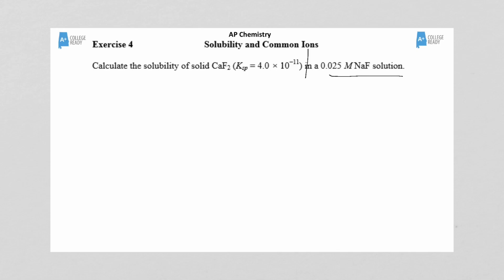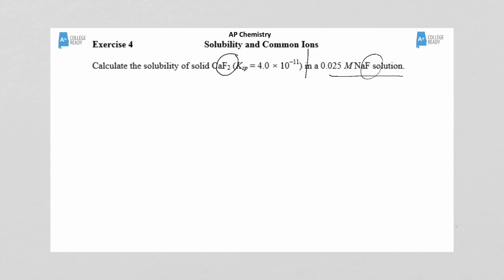This is called a common ion problem. It doesn't matter if you remember that name or not, but notice that this solid has fluoride in it, and so does this. So when we say common ion, that's what we're talking about. Again, we want to go through the same process we've done. I'm trying to show you if you do this pattern, it works for many situations. Write the dissolution reaction, write the Ksp expression, figure out the relationship among the ions.